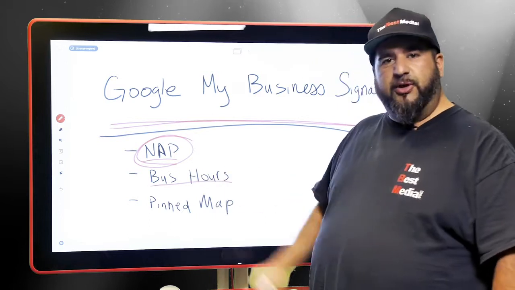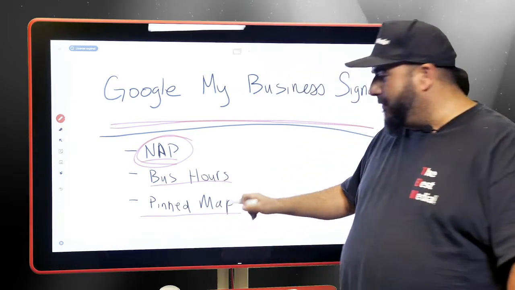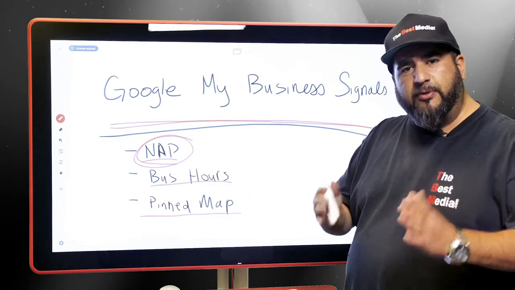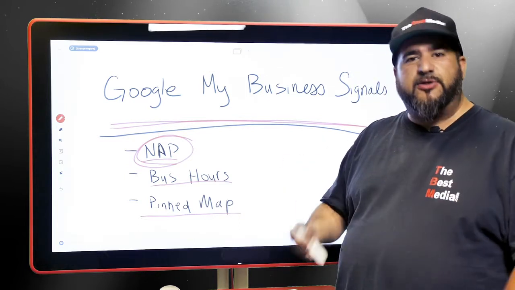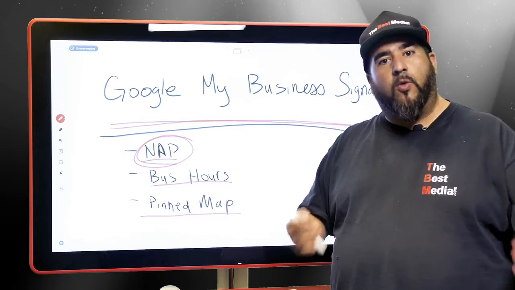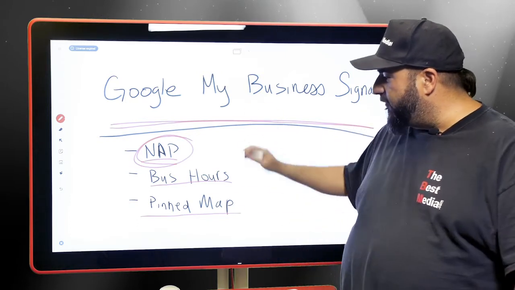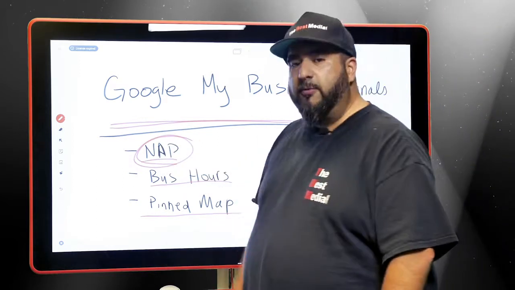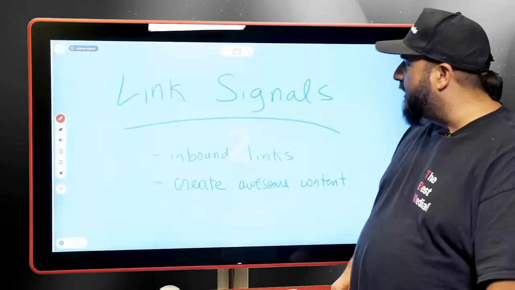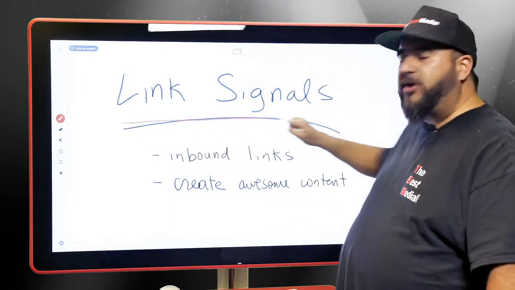Business hours. Make sure you update your business hours. The map location. You should have a pinned map location of the area surrounding your business. Make it easier for your audience to find you and know where you are. So these are just a few simple things about your Google My Business page listings. Few more to come.